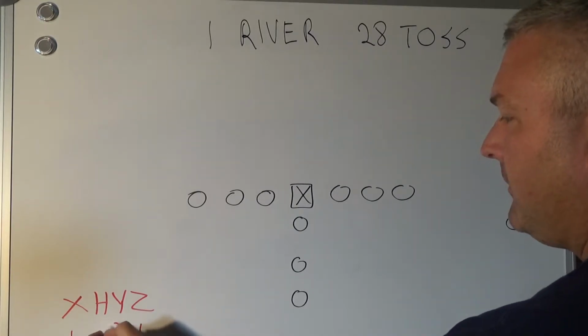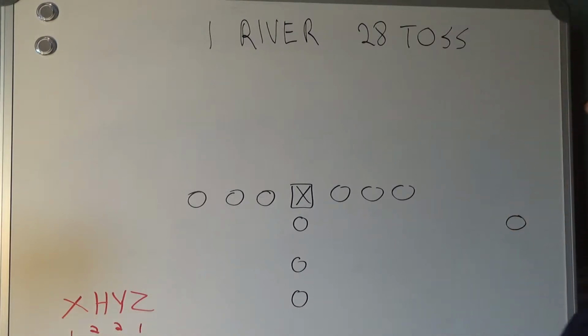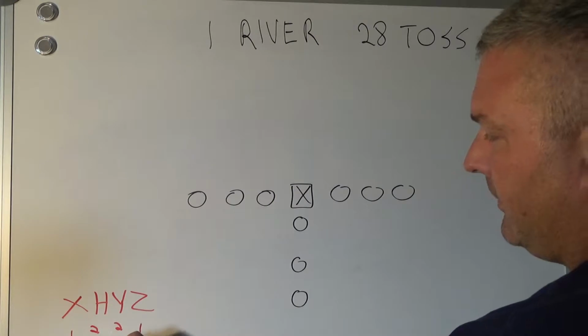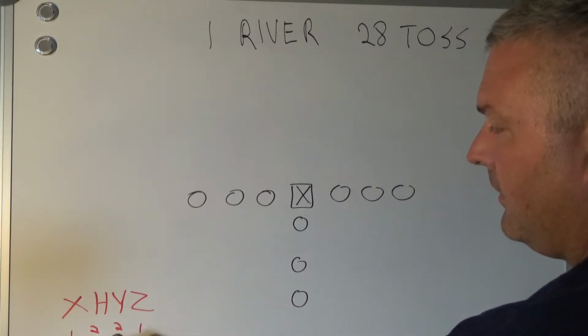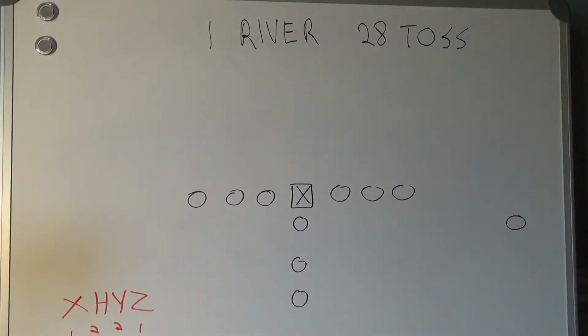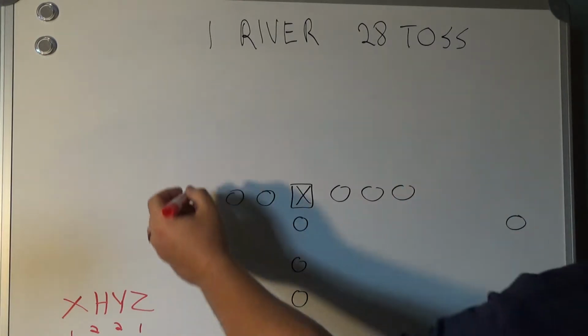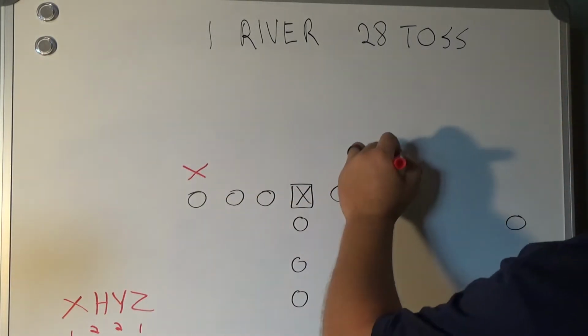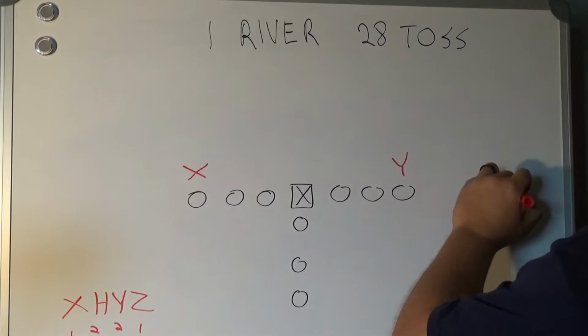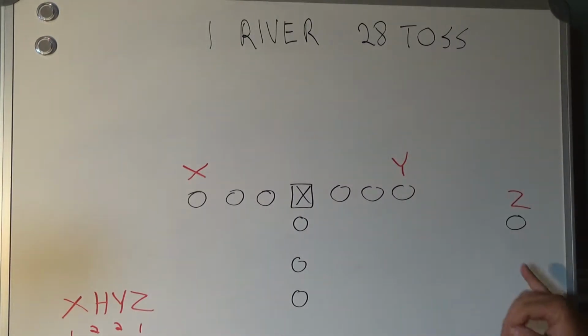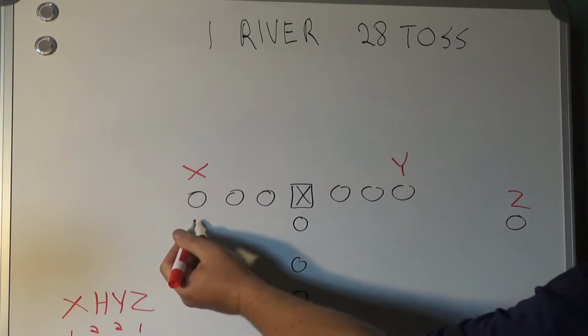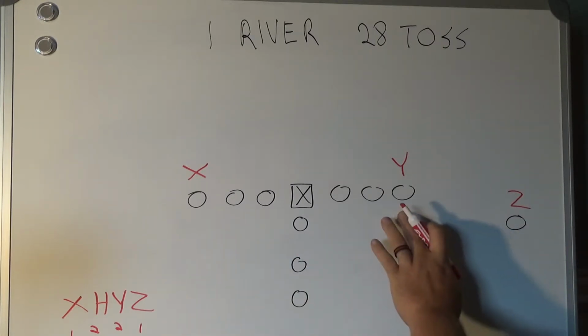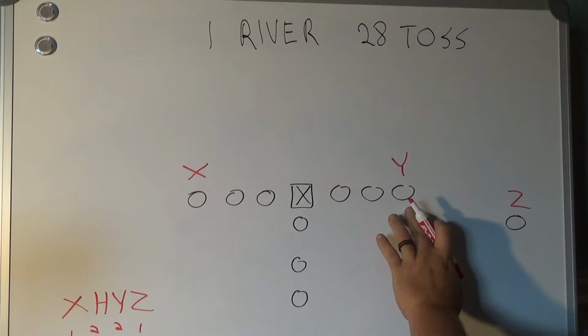The number 2 wide receiver to each side is going to be your H or your Y, and then they could also be your third, depending on which way you go. So, for example, on this one, X, Y, Z. Number 1 wide receiver to the right is Z. Number 1 wide receiver to the left is X. Number 2 wide receiver to the right is Y.